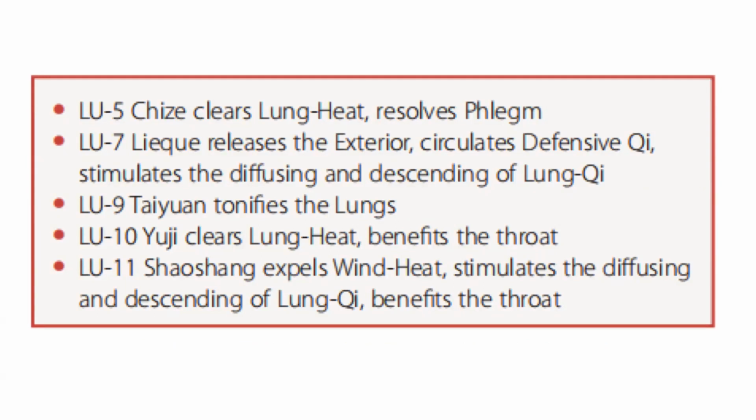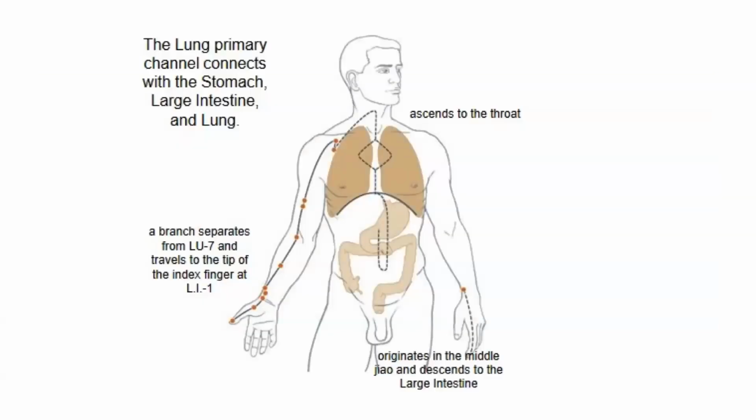Lung 5 clears lung heat, resolves phlegm. Lung 7 releases exterior, circulates defensive qi, stimulates diffusing and descending of lung qi. Lung 9 tonifies the lungs. Lung 10 clears lung heat, benefits the throat. Lung 11 expels wind heat, stimulates the diffusing and descending of lung qi, benefits the throat.